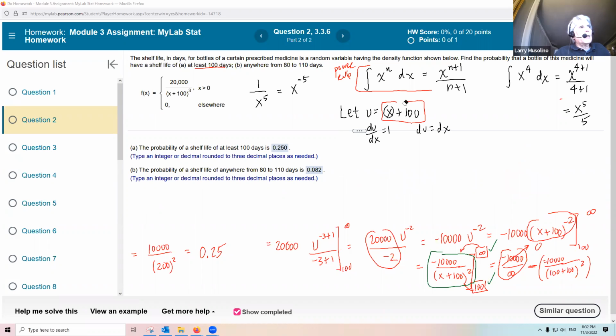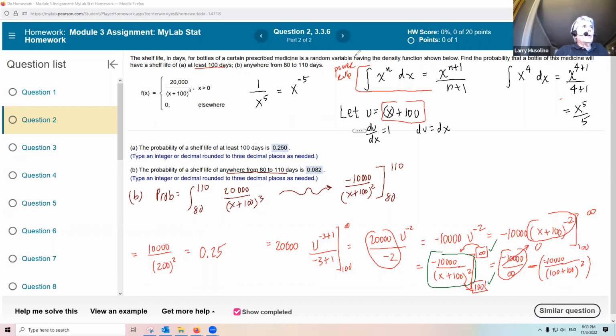Part B is asking us, what's the probability that the shelf life is going to be from 80 to 110 days? So for part B, this probability is going to be the integral from 80 to 110 of the same density function, 20,000 over (x plus 100) cubed. I'm not going to work all this out again because it's going to get me to the same place. I'm going to end up with -10,000 over (x plus 100) squared. The only difference now is the limits are from 80 to 110.